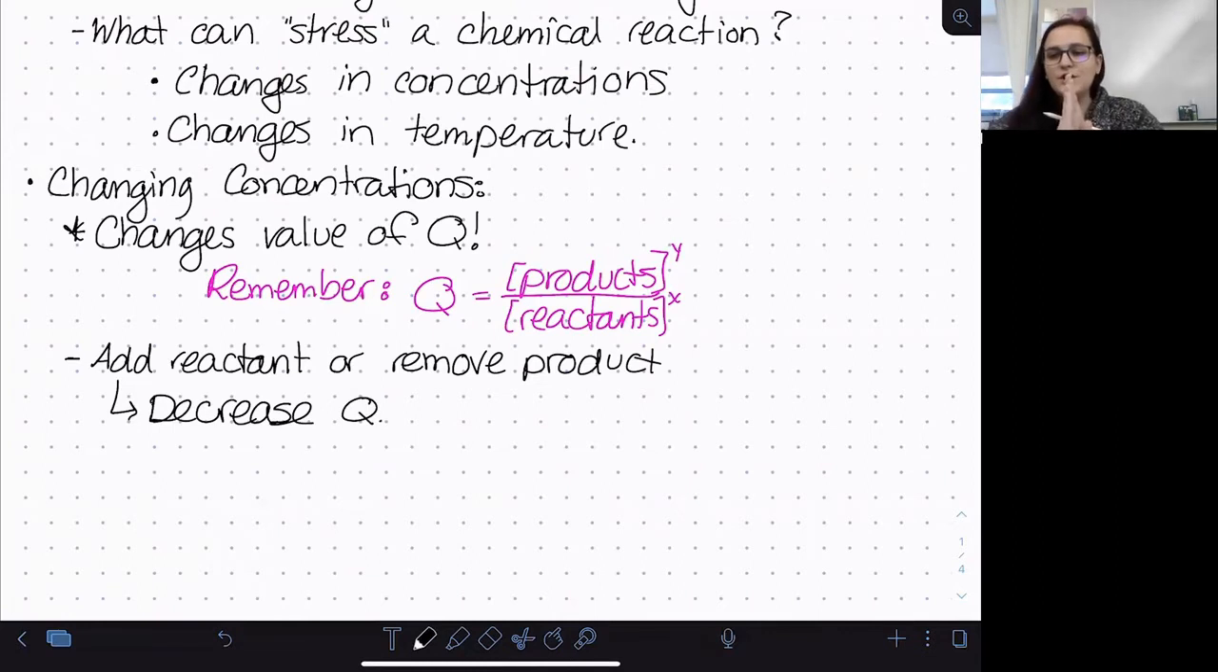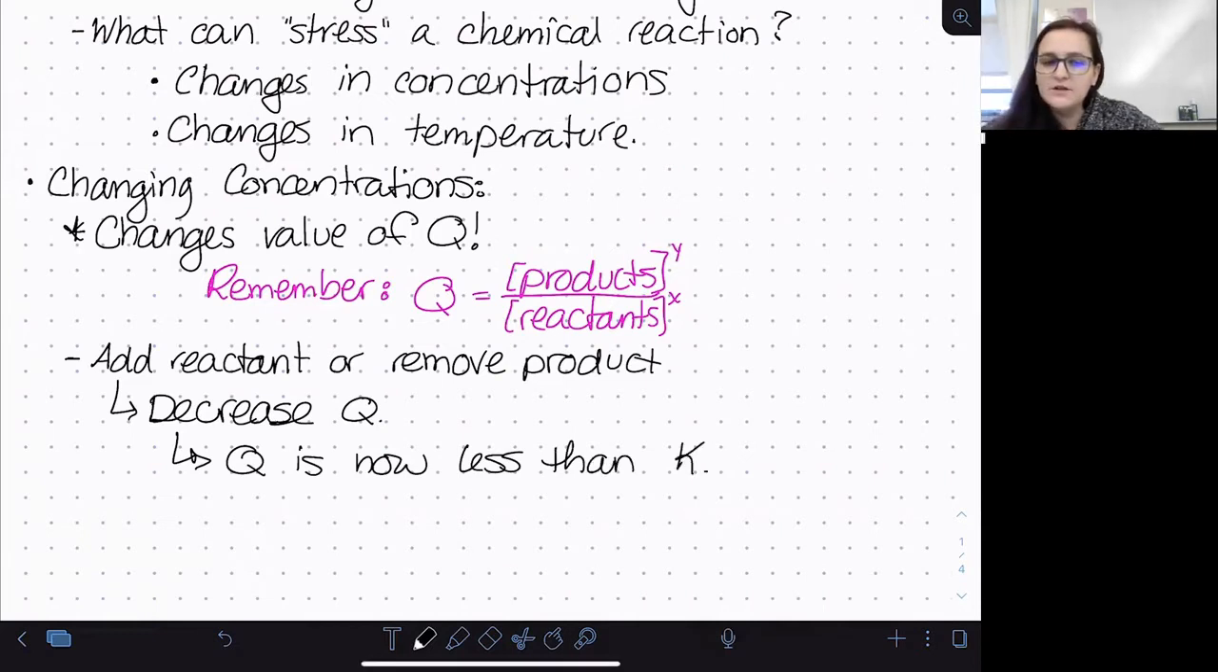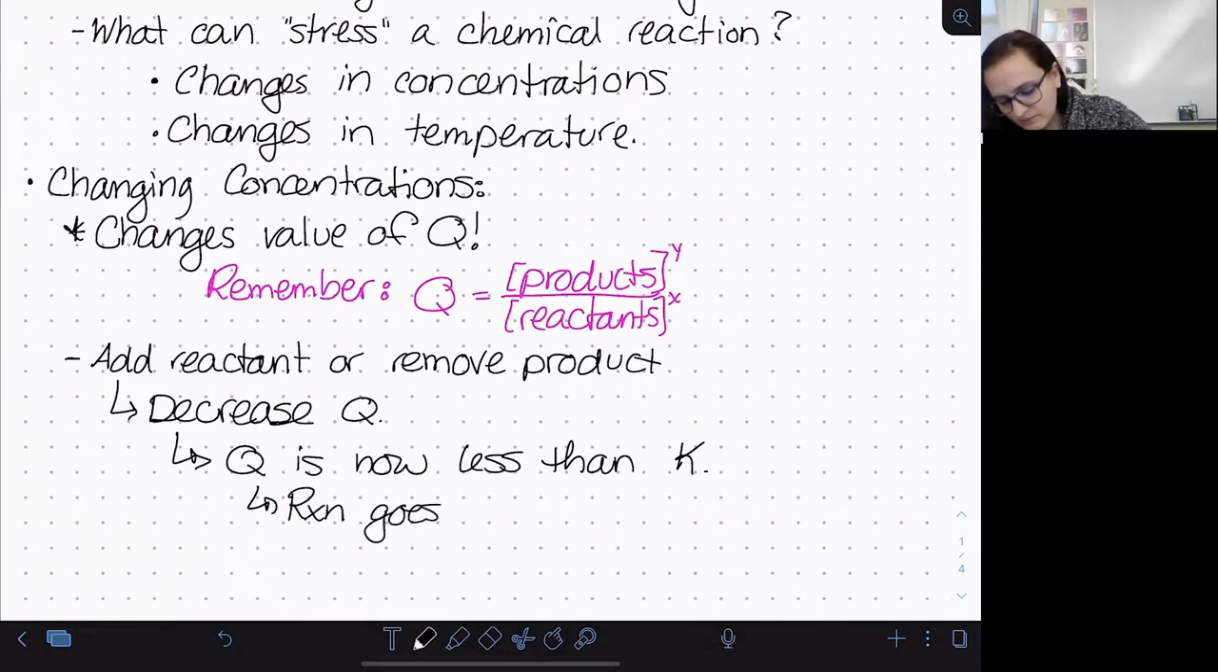If we start at a place where Q and K are equal, and we suddenly make Q smaller by either adding reactant or removing product, that means that Q is now less than K. After we have applied that change, whenever Q is less than K, our reaction proceeds in the forward direction. So our reaction needs to go forward to get back to equilibrium.